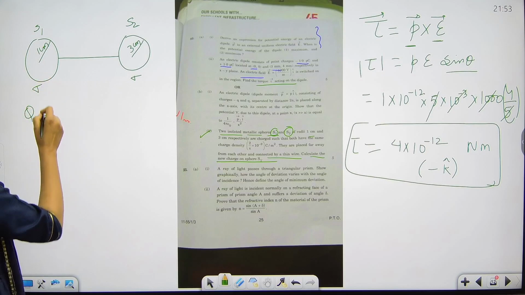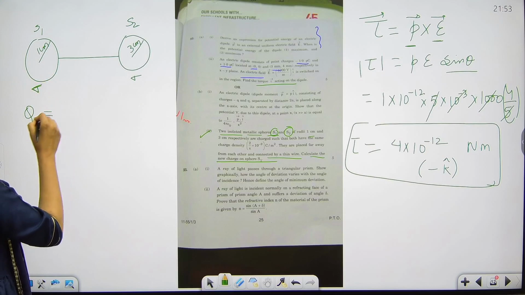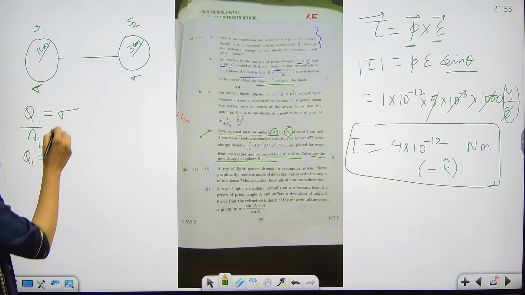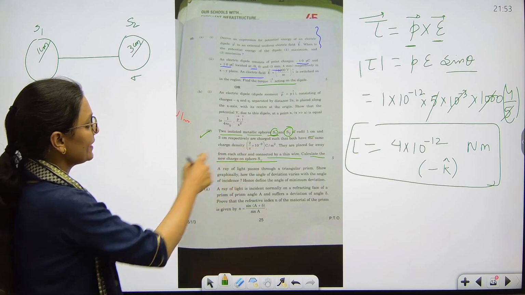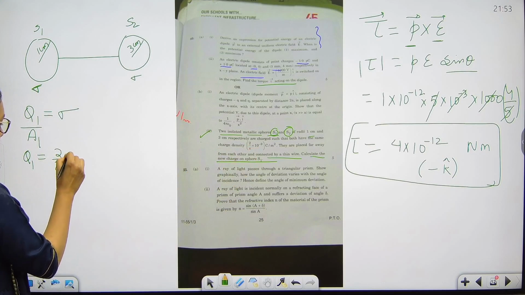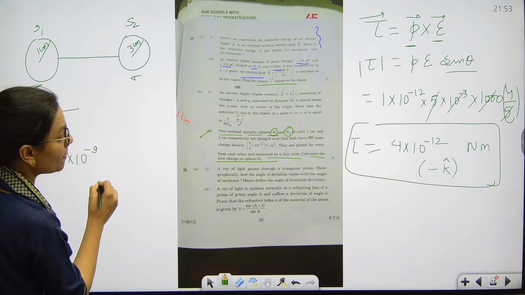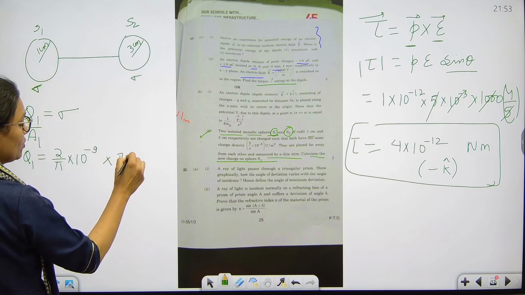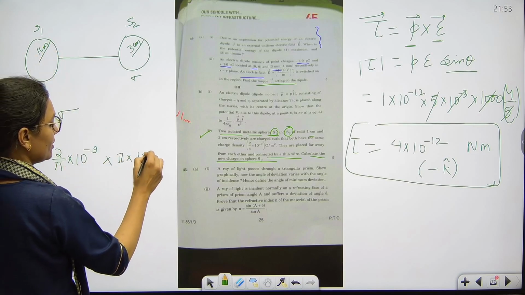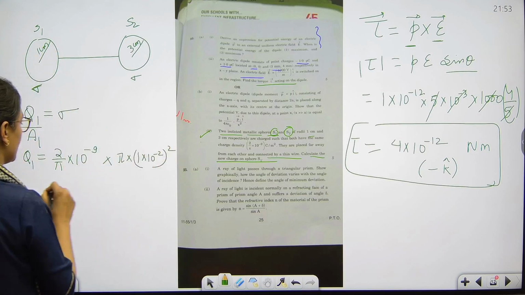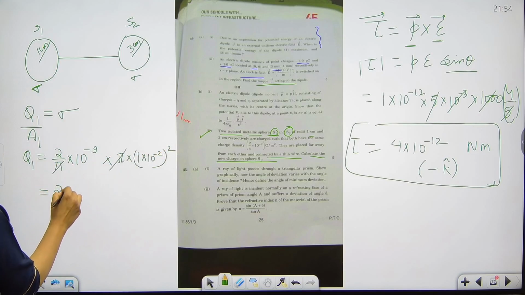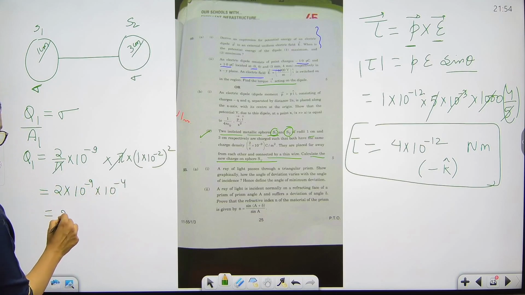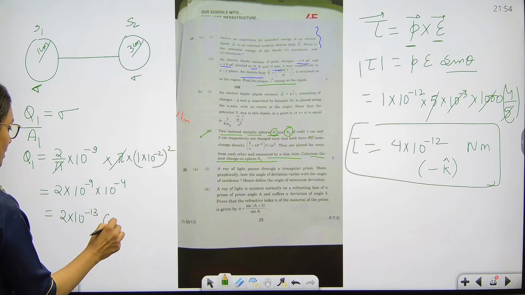This one will have sigma, meaning charge per unit area. Charge per unit area will give me sigma. So can I find the charge Q1, where sigma is 2 by pi into 10 with the power minus 9, into the area of this particular sphere, which will be pi into radius, 1 centimeter, 10 with the power minus 2, whole square. So the charge will be 2 into 10 with the power minus 9 into 10 with the power minus 4. 2 into 10 with the power minus 13 coulombs.